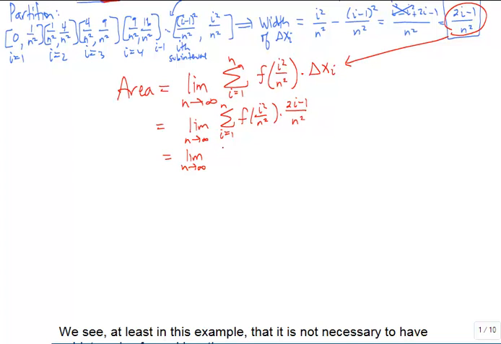Now remember what our function is. Our function is the square root function. So I'm going to take this input and plug it into my square root function. The reason why we chose this particular right endpoint formula is because these are perfect squares inside of my square root. So this actually simplifies to a nice i over n.